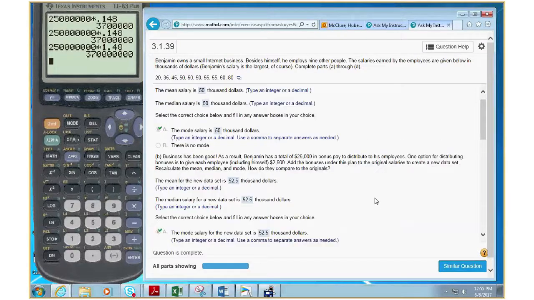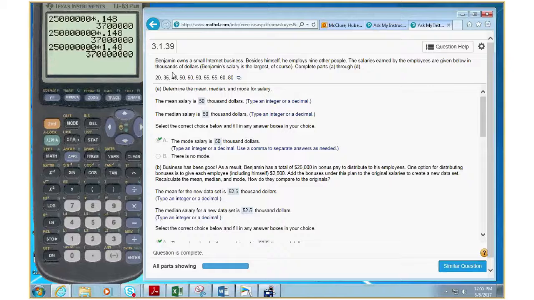Okay, the first thing it says, Benjamin owns a small internet business. Besides himself, he employs 9 other people. The salaries earned by the employees are given below in thousands of dollars. Benjamin's salary is the largest, of course. Complete parts A through D.